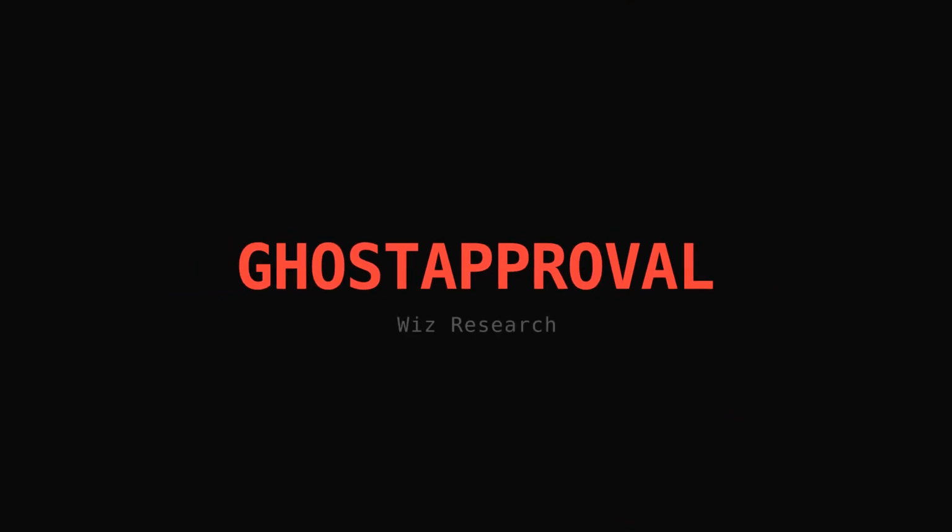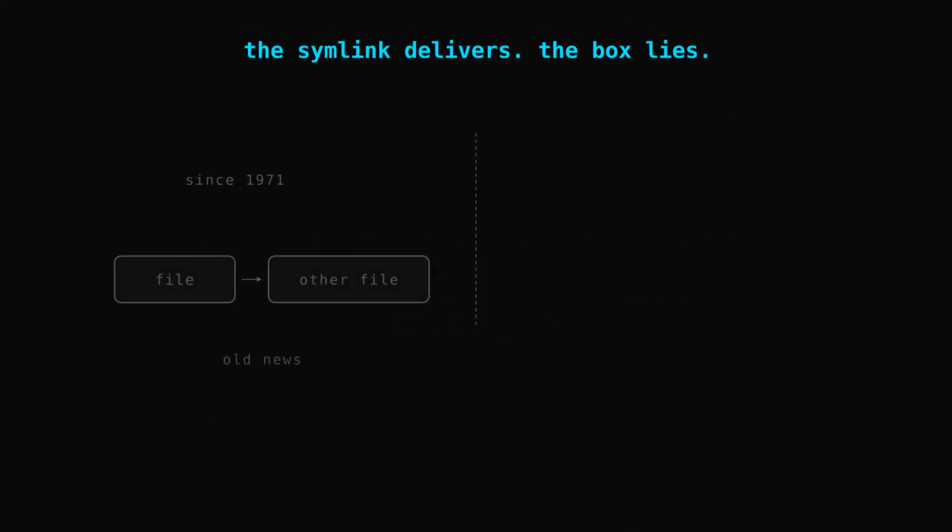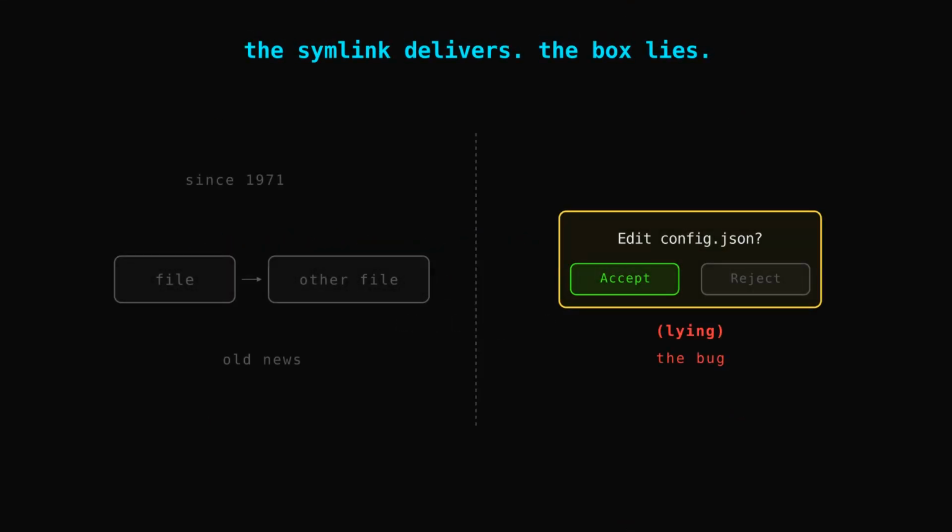Wiz calls it GhostApproval. Here's the thing. Symlink tricks are ancient. A symlink is just a file that secretly points somewhere else, so writing to it writes to the target. That's decades old and not the interesting part. The interesting part is the approval box. In GhostApproval, the box that's supposed to protect you shows you the wrong thing. The symlink is only the delivery. The real failure is that the guardrail lies about what you're approving.